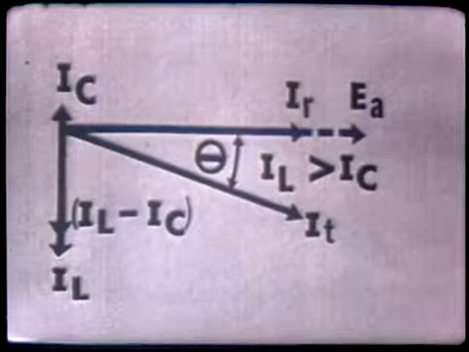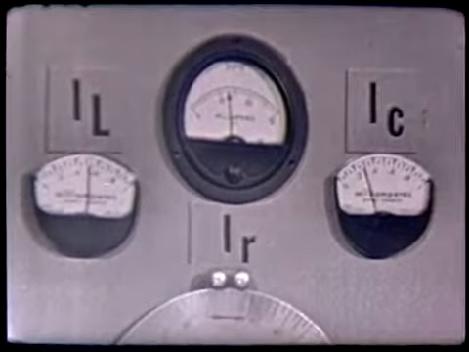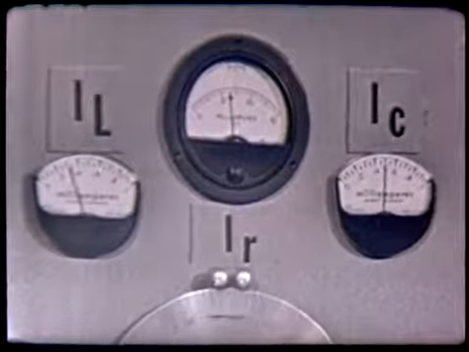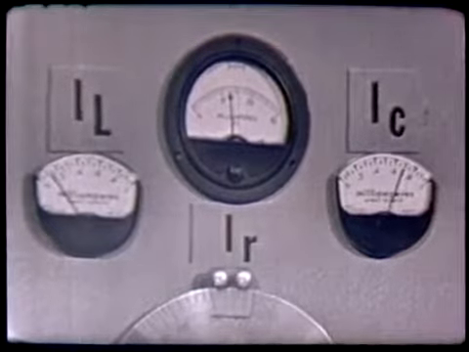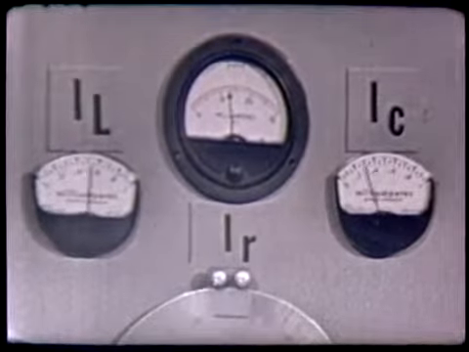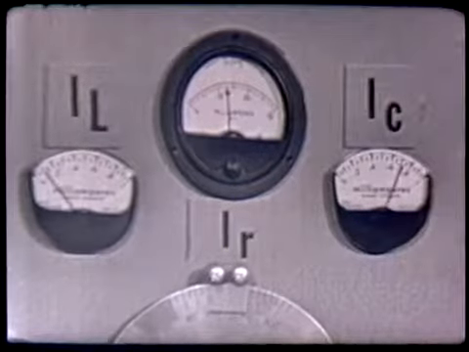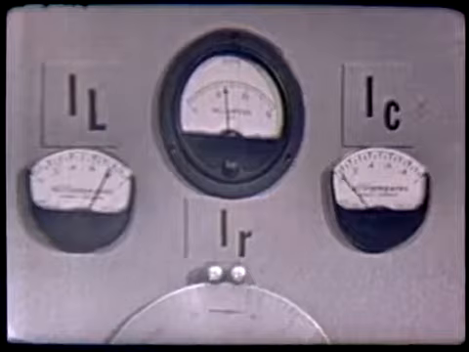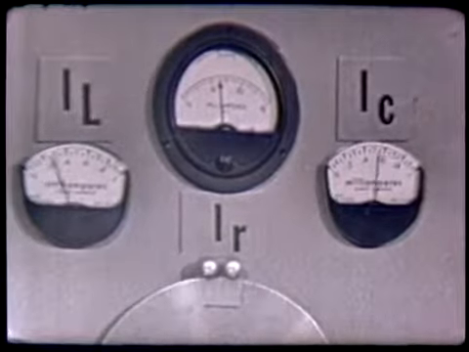So it is this action, by changing the frequency applied to the circuit, that causes IC to increase and IL to decrease. And by decreasing frequency, the reverse takes place. But note the position of IR. As I increase and decrease frequency, IR remains the same, and the circuit either acts capacitively or inductively.